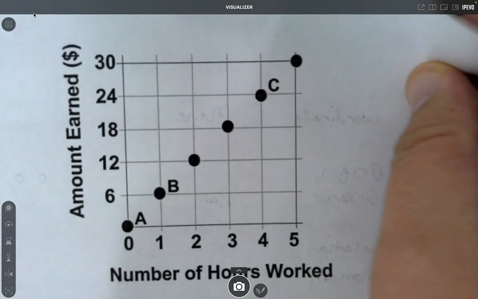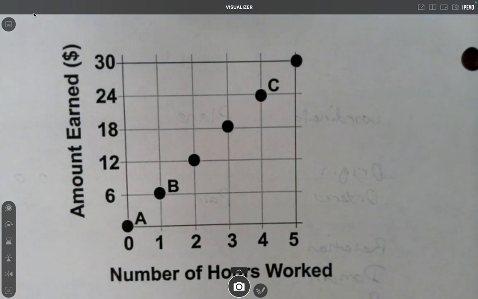Okay, so let's apply this to something. So this is, I think I forgot to put a title here. This is babysitting. So this is showing amount earned and number of hours worked with babysitting.